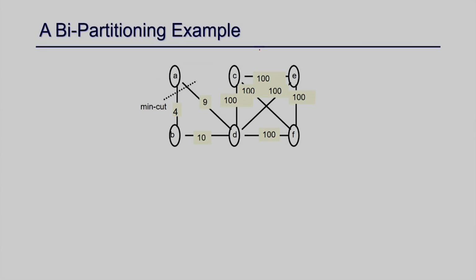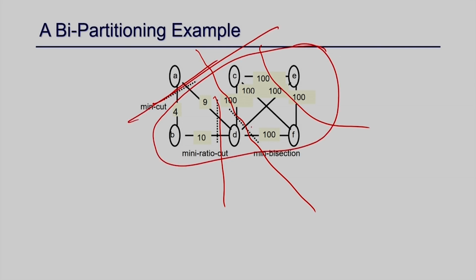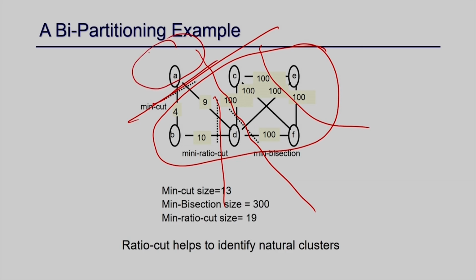If you just think about a cut here, how many edges are crossing? 100 plus 100 plus 100 is 300. If I make a cut here, the number crossing is 4 plus 9, 13. So this is a minimum cut, and this is a minimum bisection, because now if I make a cut here, the number of nodes on this side is 3 and on this side is 3. And this is the minimum cut ratio, because if you make a cut here, this part of the circuit has 5 nodes and this part has only 1 node, whereas if you make a cut here, the number of nodes on this side is 4 and on this side is 4.